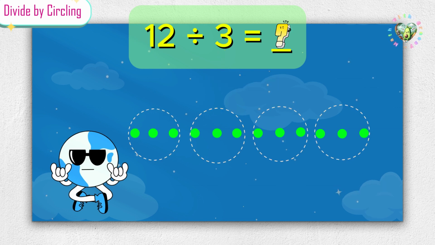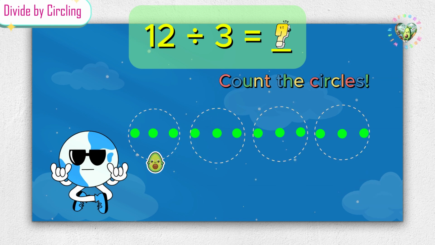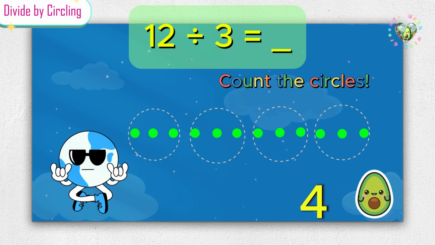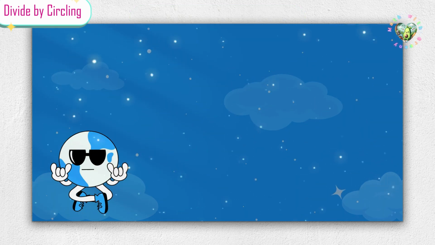Nice! And what do we do after that? Count the circles. 1, 2, 3, 4. 12 divided by 3 equals 4. Awesome work, Greenie! You're really getting it!